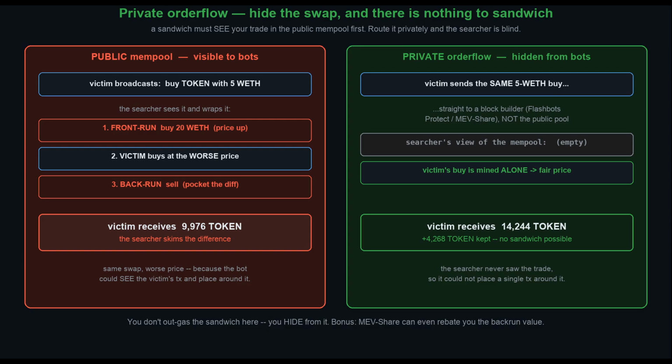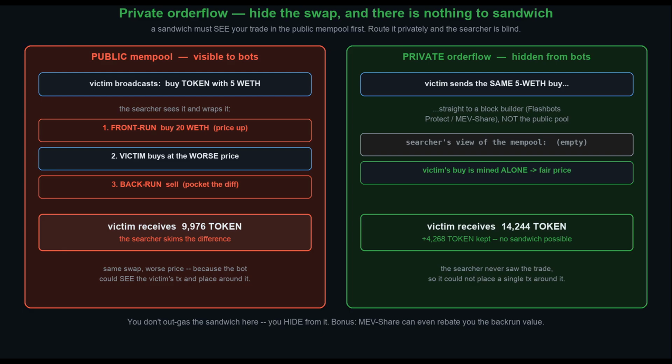Now the right side, private order flow. The victim sends the exact same 5 WETH buy, but straight to a block builder, not the public pool. The searcher's view of the mempool is empty, it sees nothing. So the victim's buy is mined alone at the fair price, and they receive 14,244 tokens, over 4,000 more, kept out of the searcher's hands. Same swap. You didn't outgas the sandwich, you hid from it.